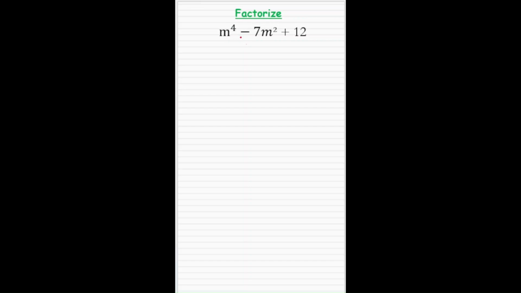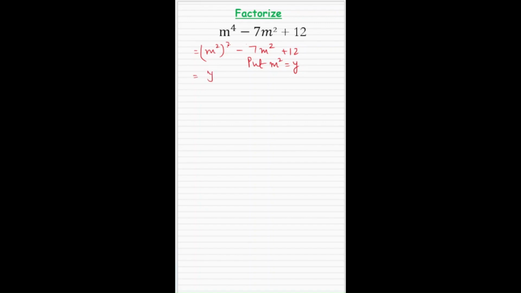Let's factorize this trinomial of degree 4: m^4 minus 7m^2 plus 12. I can write m^4 as (m^2)^2, minus 7m^2 as it is, plus 12. Now I can substitute m^2 as y, so my trinomial becomes in terms of y.